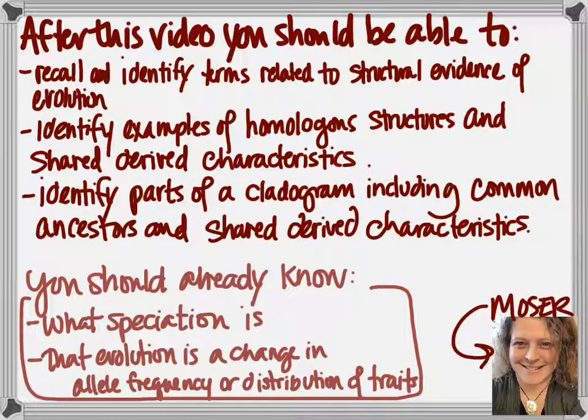Okay, are you able to recall and identify some of the terms related to structural evidence of evolution? Can you pick out an example of a homologous structure or shared derived characteristic? And could you identify the parts of a cladogram, including common ancestors and shared derived characteristics?